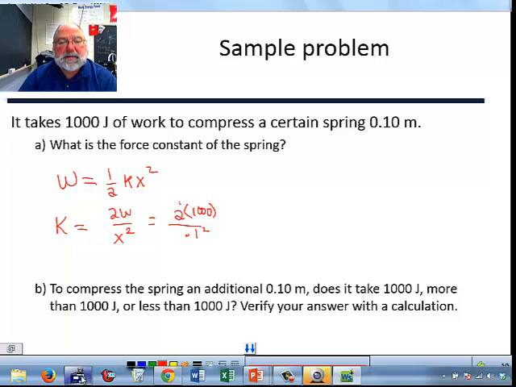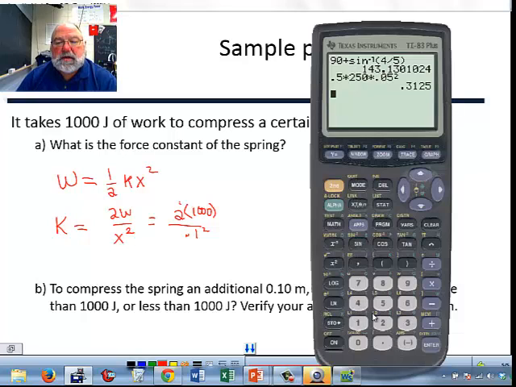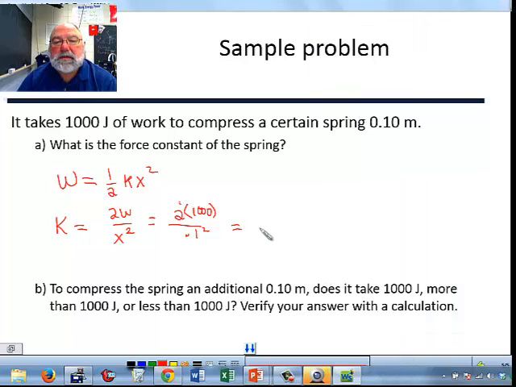Let's go ahead and pull the calculator up again, see if that helps us out. Okay, so 2 times 1,000 divided by 0.1 squared. And that's 200,000 newtons per meter. Sorry about the handwriting, my pen is acting up a little bit.